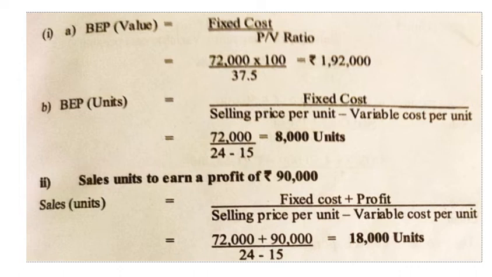So you will be getting 18,000 units. So to earn 90,000 profit, your sales unit should be 18,000 units. Only when you sell 18,000 units, you will earn a profit of 90,000.